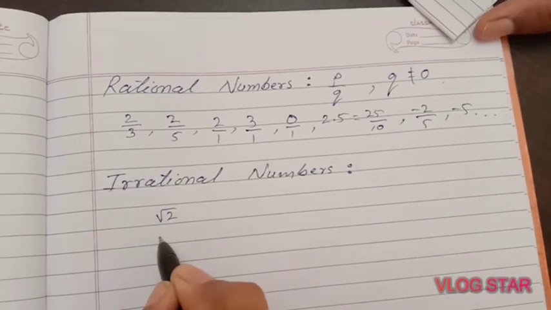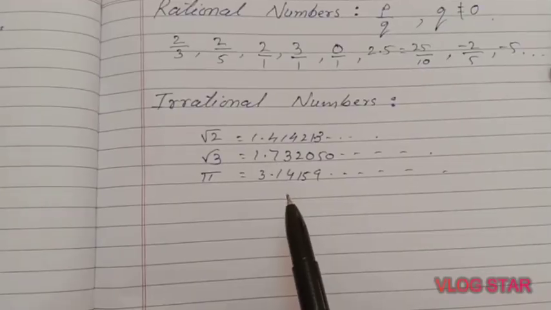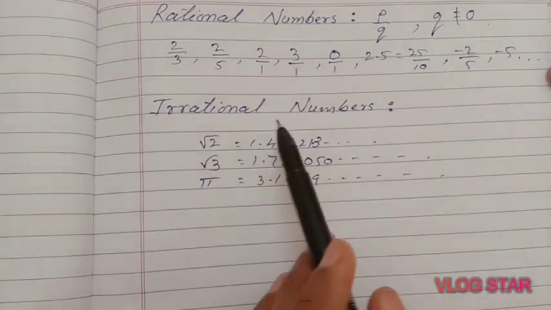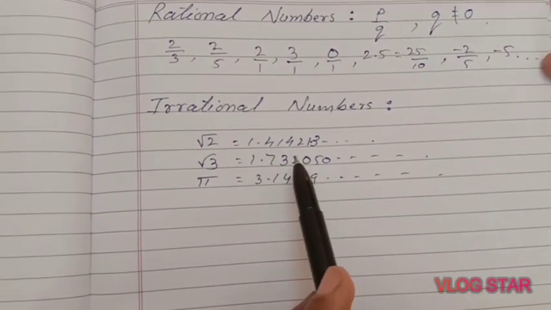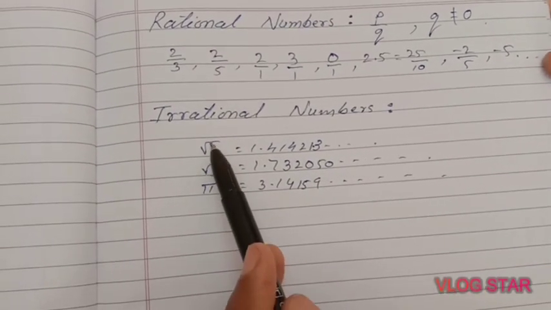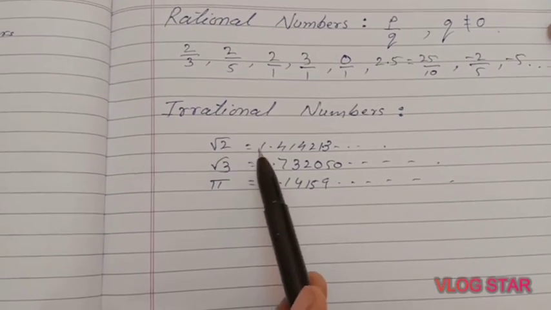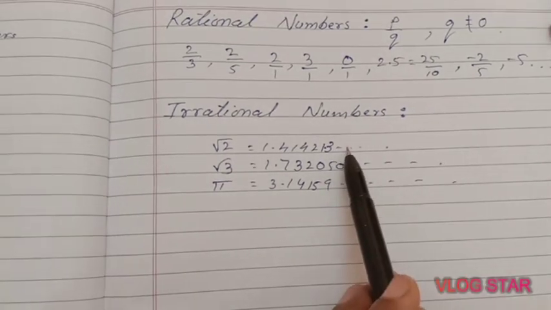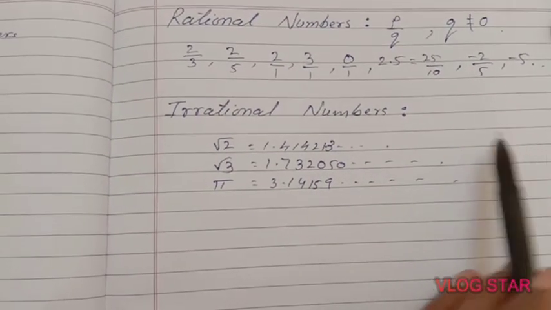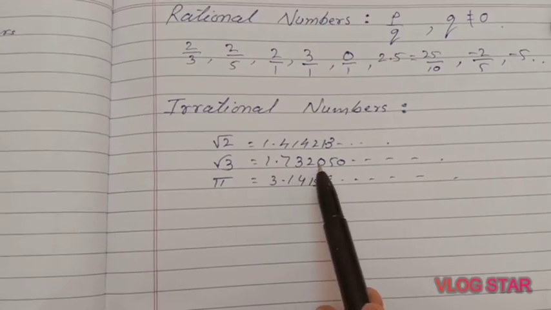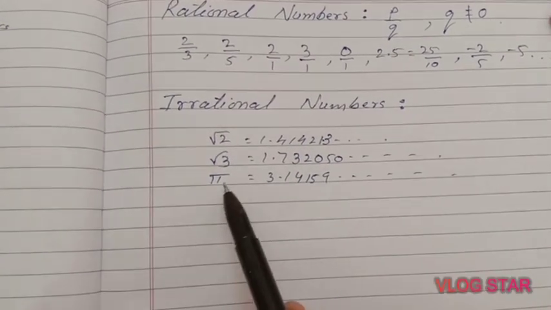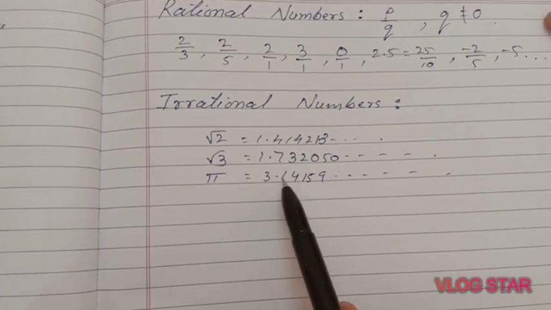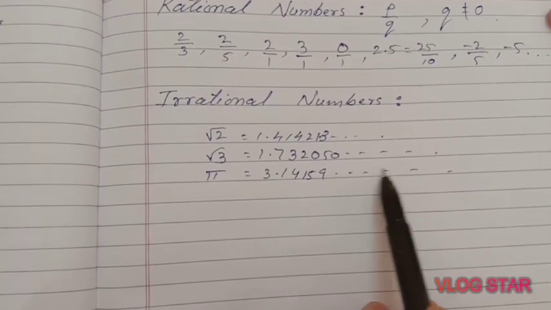Irrational numbers are root 2, root 3, pi, root 7, root 5, all these are irrational number. Now why they are called irrational number? Because if you find the value of root 2 it is equal to 1.414213 and so on. It doesn't stop. That means it is non-terminating. Root 3 is 1.732050 and so on. Pi is also irrational number because we are taking its value only up to 3.14. But if you solve it, it keeps on going like this.